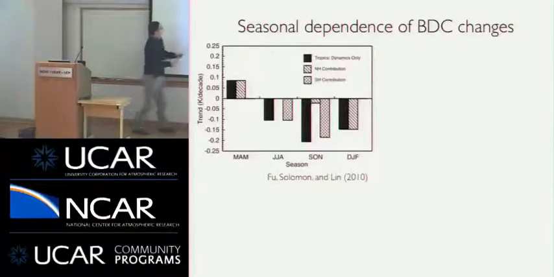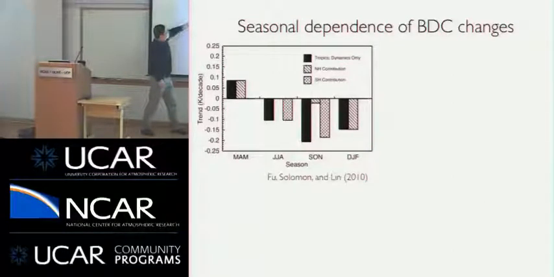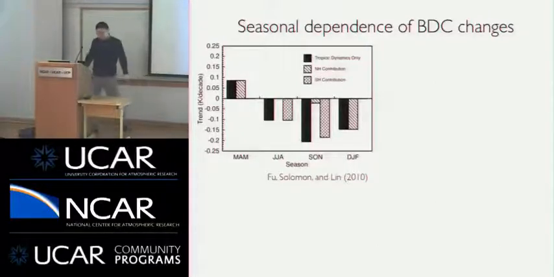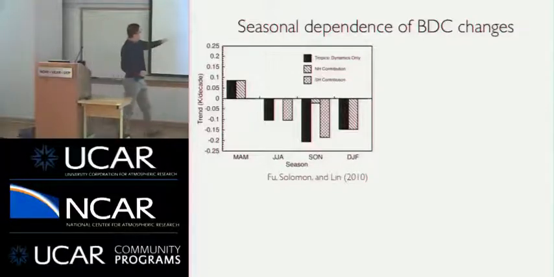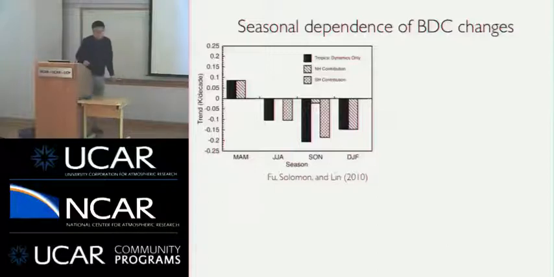So the total strengthening of the Brewer-Dobson circulation in the SON season is from the Southern Hemisphere, and in the JJA season it's from the Southern Hemisphere. Then DJF is from the Northern Hemisphere. This is the trend in the tropics.